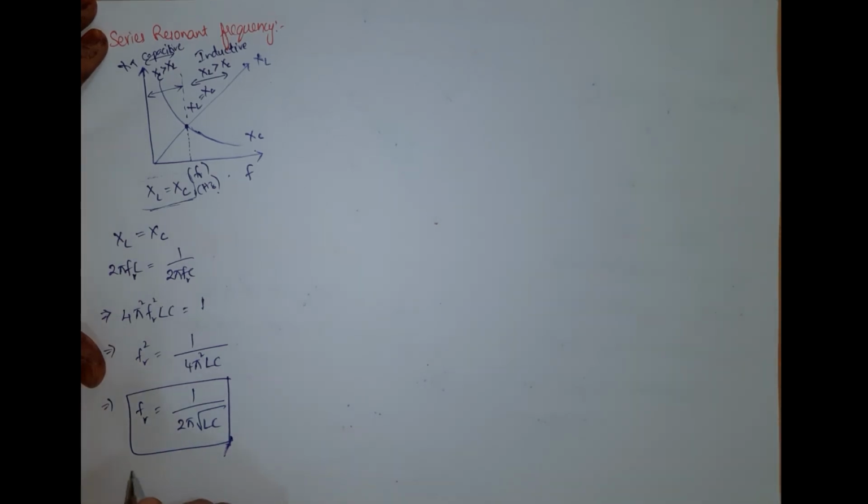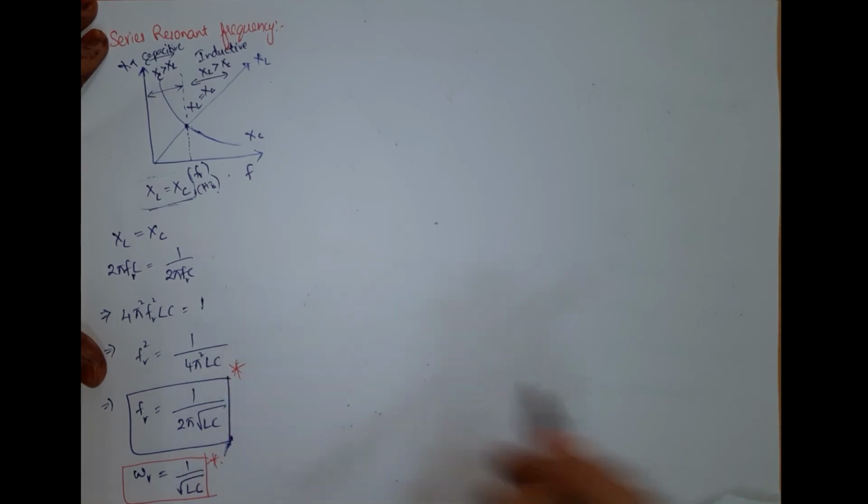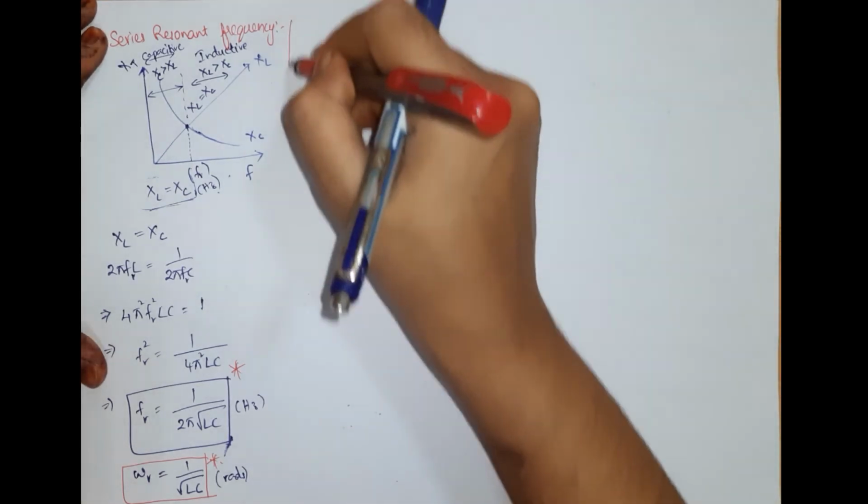So this is the method of finding the resonant frequency. If you need to find omega R, it becomes 1 by root LC, where FR is measured in hertz and omega R is measured in radians per second, right?